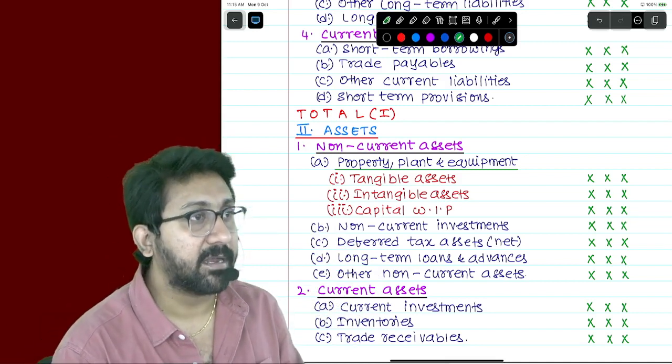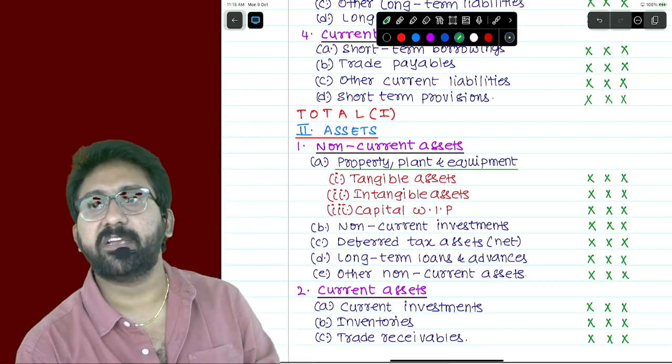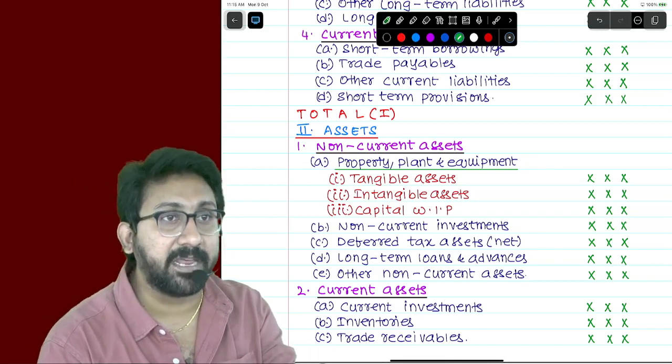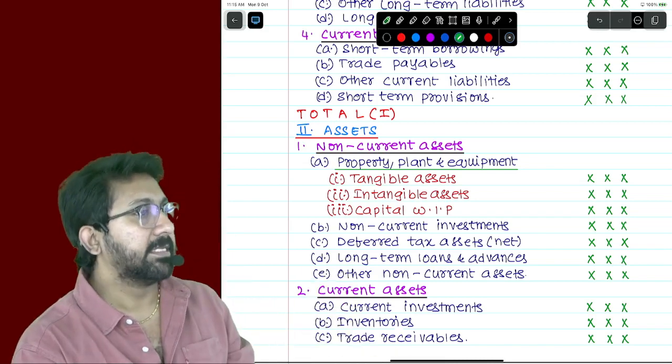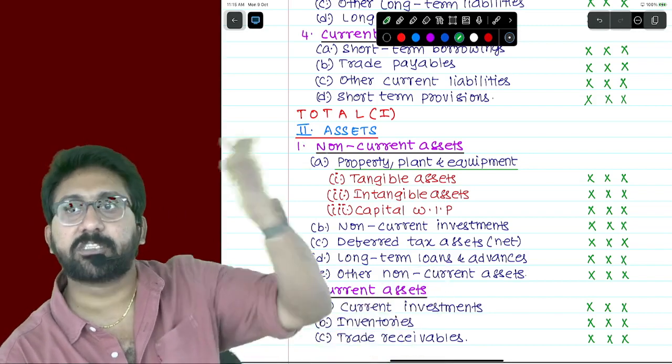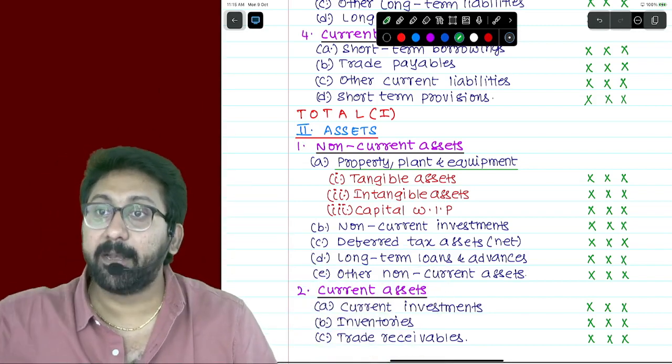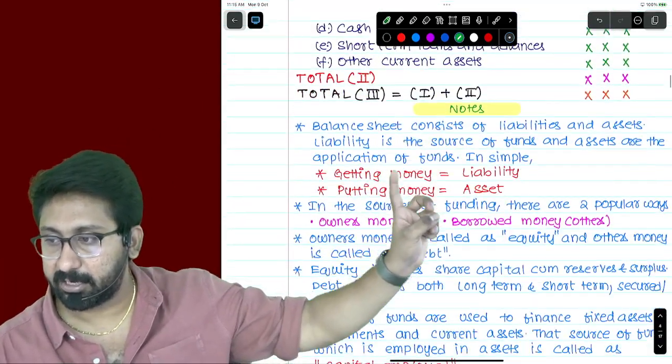Liability is getting the money. Very bad. Liability is getting the money. Asset means putting the money. Simply, liability is the source of fund. Asset is the application of fund. Okay, that's what I have written here.